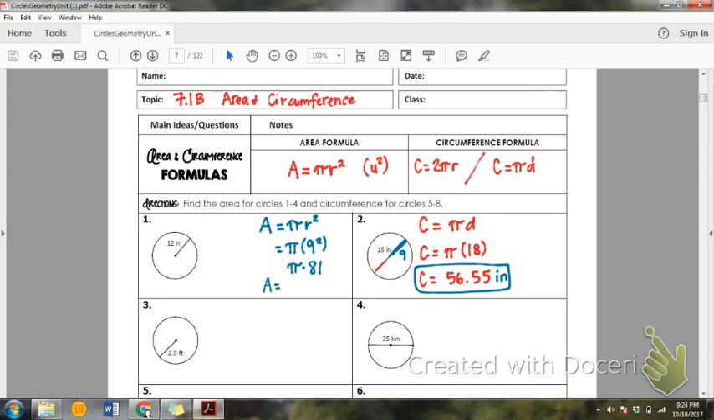So 254.47, because that 9 is big enough to change the sixth. Remember, we need a unit of measurement. It's inches, but it's always inches squared because it's the area. And there's my answer for that one.